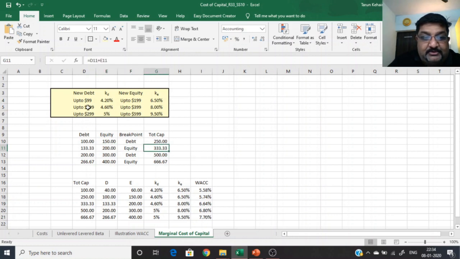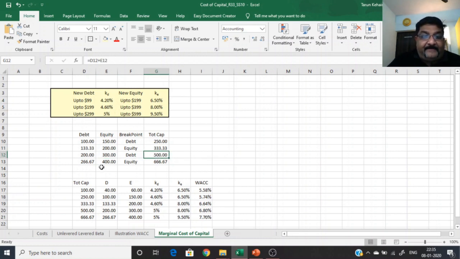Now we again come to $200 of debt. If you have $200 of debt, you again change from 4.6% to 5% of cost of debt. And therefore, if the debt is $200, the equity will be 1.5 times this, and therefore the equity is 300, the total capital is 500.